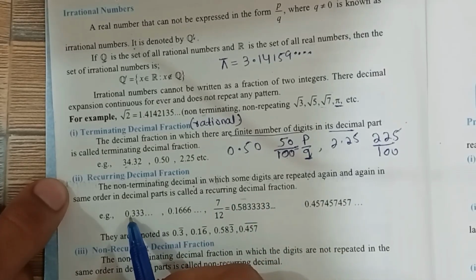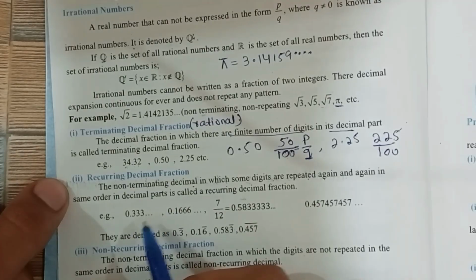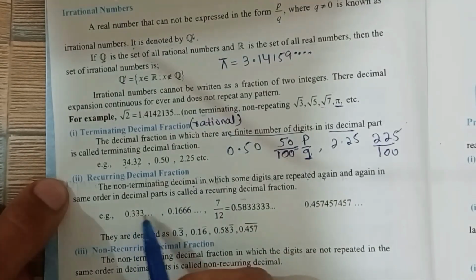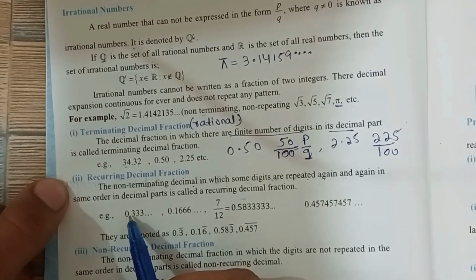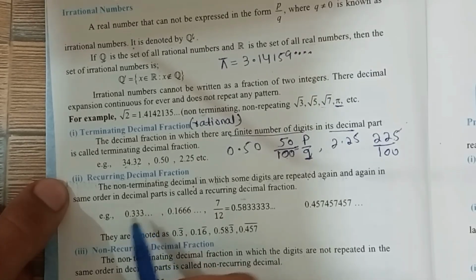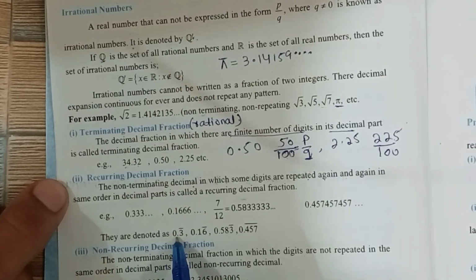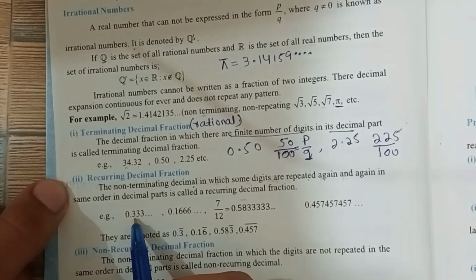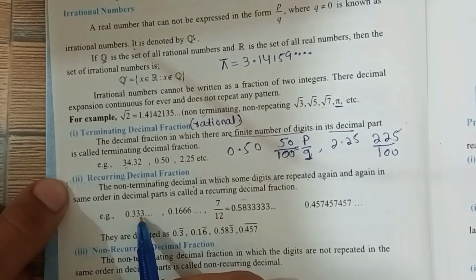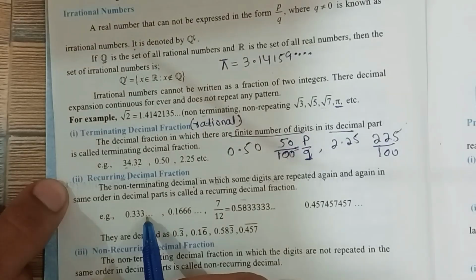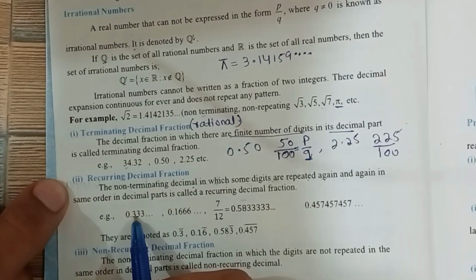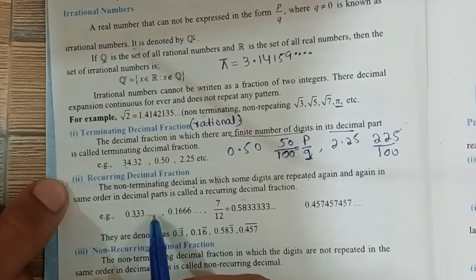Such as 0.3333, and it continues. It is a non-terminating decimal, but it is repeated again and again in the same order. So they are denoted as 0.3 bar. Why is this bar put here? Because it represents the repeating numbers, the same order of repeating numbers. See, these are the same number, 0.33, repeating.